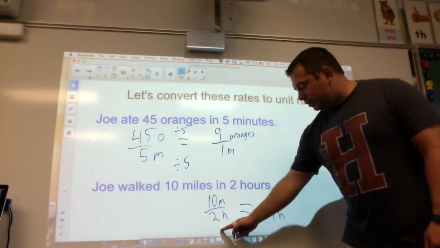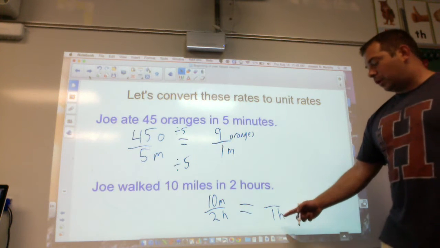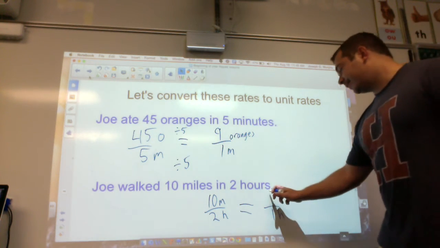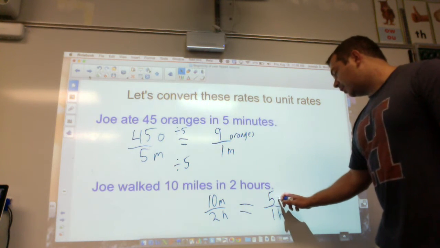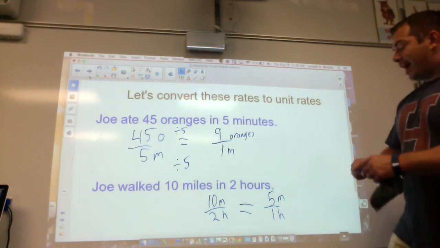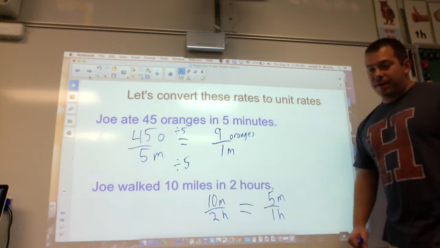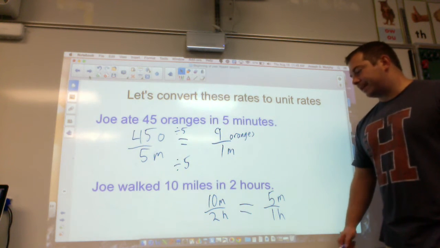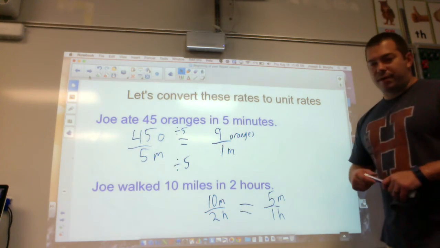How do I do that? 2 divided by 2 equals 1. What's 10 divided by 2? 10 divided by 2 equals 5. So I could walk 5 miles in 1 hour. That's not bad, right? Walking 5 miles, that's a pretty quick walk, I think. So there's my unit rate with the 1 on the bottom.